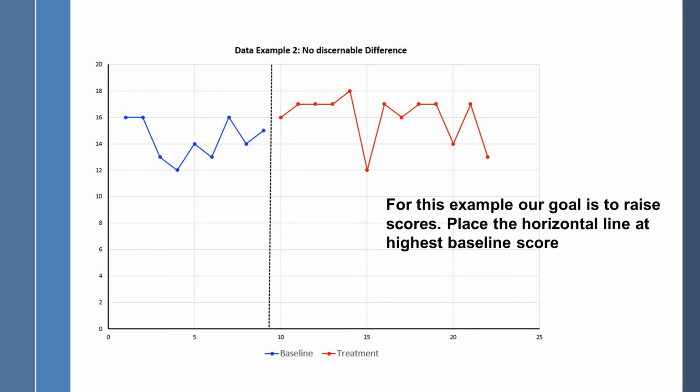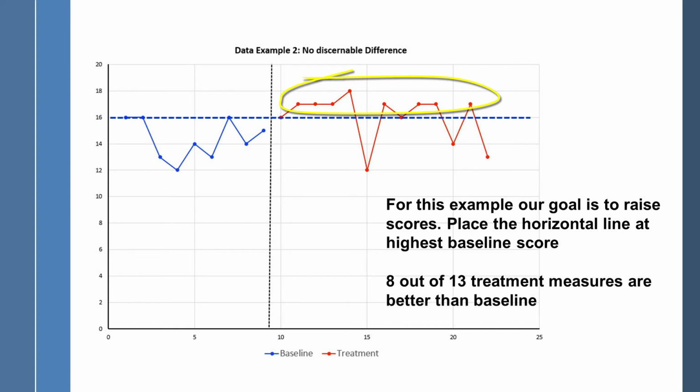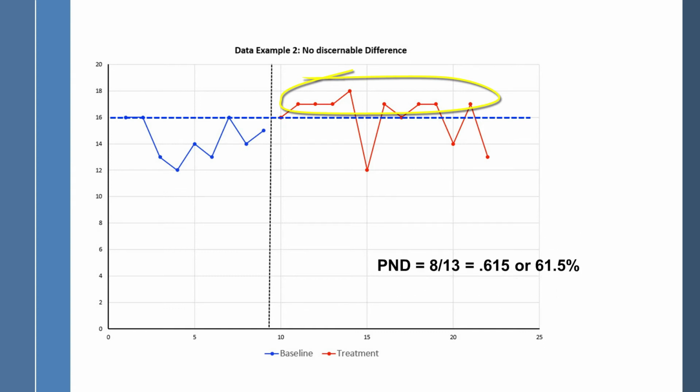And remember, our goal here is to raise the scores, so we place the horizontal line at the highest baseline score. Remember that any treatment phase data point that falls on that line does not count. It has to be above that. So here are the treatment phase scores that are better than baseline. We can count them up. And 8 out of those 13 measures are better than baseline. So the PND is calculated to be 8 over 13, or 61.5%. Well, that sounds good. It's even higher than the previous data set.